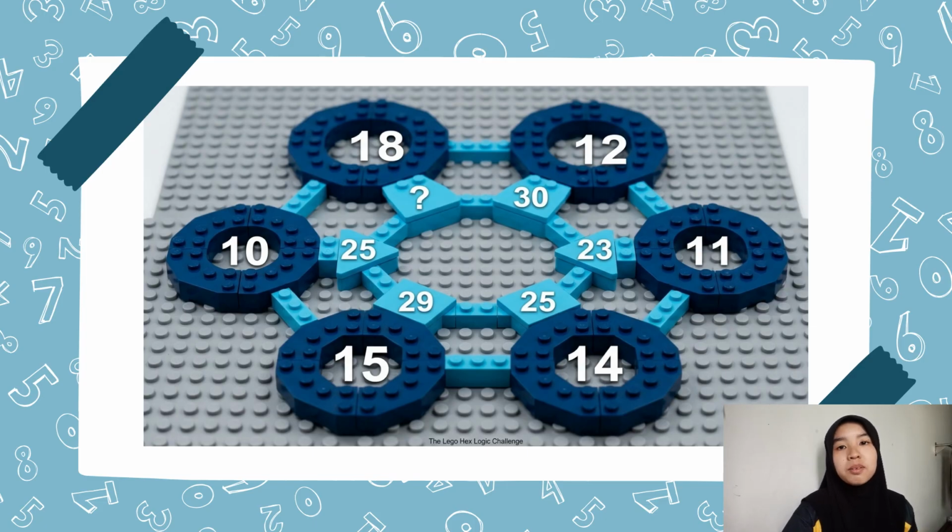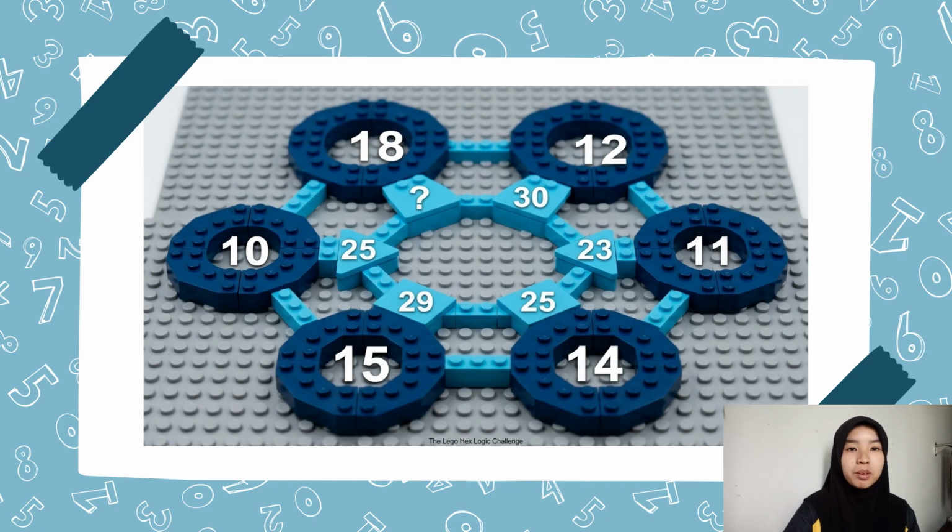This image shows an example of non-routine problems that require heuristic strategy. If you can see, it is an image about a hexagonal shape that consists of 6 navy blue rings on the outer layer and 6 triangle shapes in the inner layer. In those 6 rings, we have 12, 14, 11, 15, 10, and 18. Meanwhile, on the inner layer triangles, we have 30, 23, 25, 29, 25 again, and also the question mark.